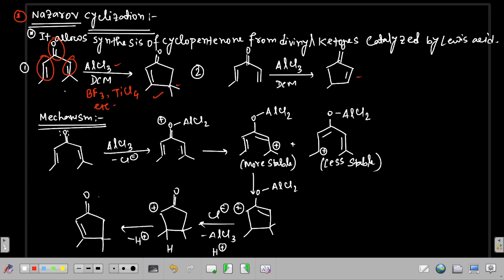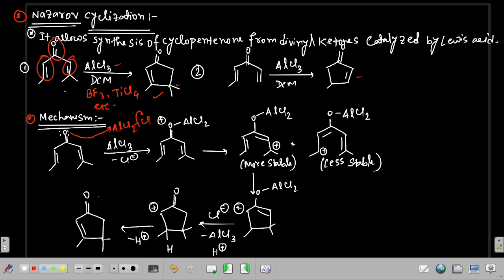Now we will see the mechanism. Here it will start with divinyl ketone. We have AlCl3. So the lone pair of this divinyl ketone attacks this AlCl3, and it leads to the removal of this chloride ion and the formation of this bond, of this intermediate.